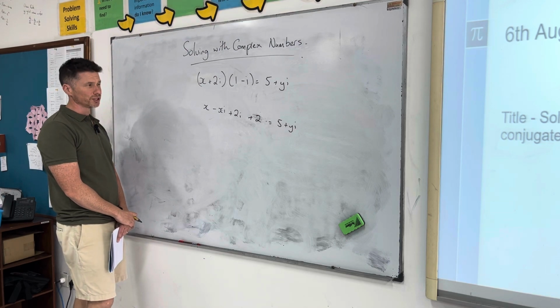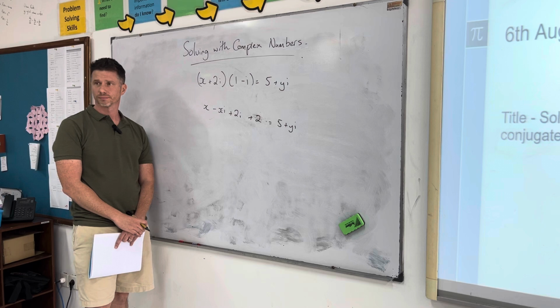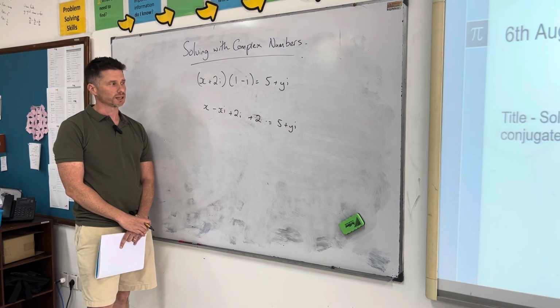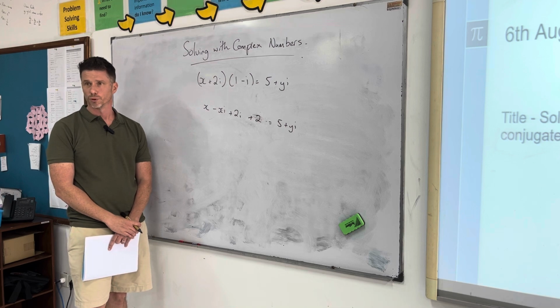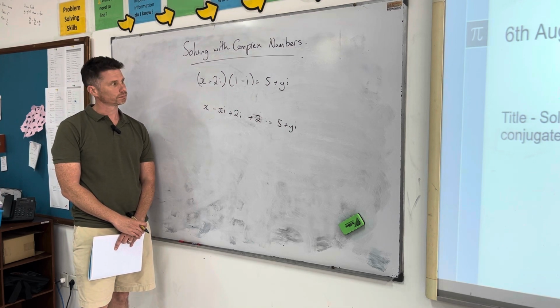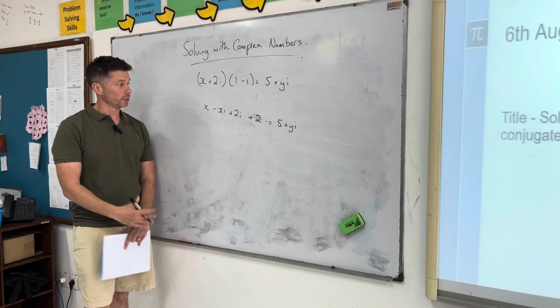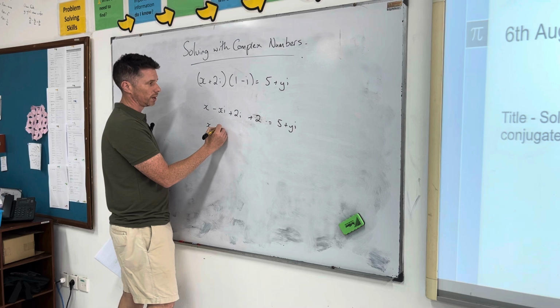Is i an unknown, a variable? Not technically. We know what it is. It's root minus 1. And would you get all the i's on one side and then just get rid of the i's? I feel like that's not very... It's a decent strategy. So let's try that.